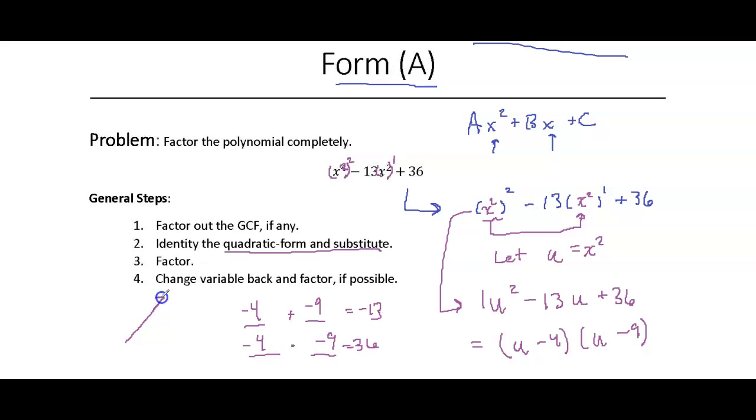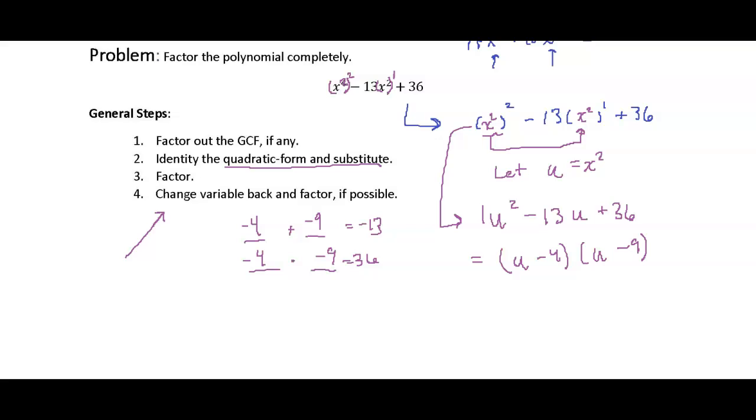Now we're going to change the variable back to x and see if this can be factored further. Remember, the original polynomial used the variable x, and that's what we want to factor out. Right now we have u, but u is x squared. So then we can bring this back and say x squared minus 4 times x squared minus 9.